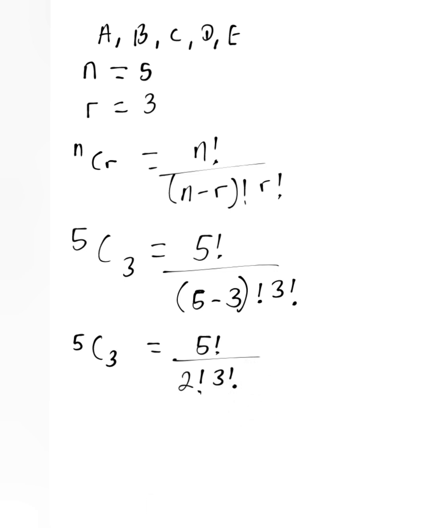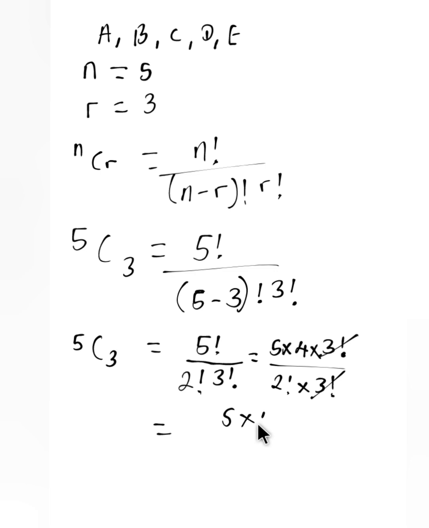Now we're going to simplify this further. This will be equal to 5 times 4 times 3 factorial all over 2 factorial times 3 factorial. We stop at 3 because there's 3 factorial here. So this 3 factorial will cancel the other 3 factorial. Now this gives us 5 times 4 all over 2 factorial, which is 2. And this is equal to, 2 into 4 is 2, 5 times 2 is 10. So it means that 10 committees can be formed.